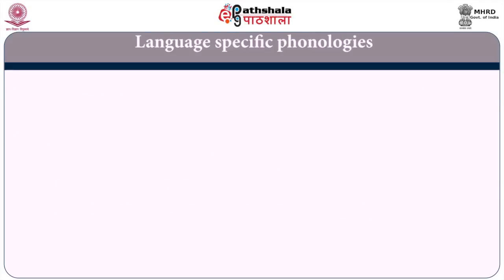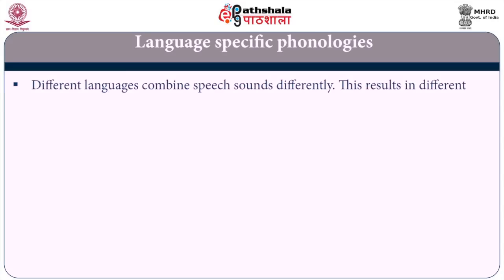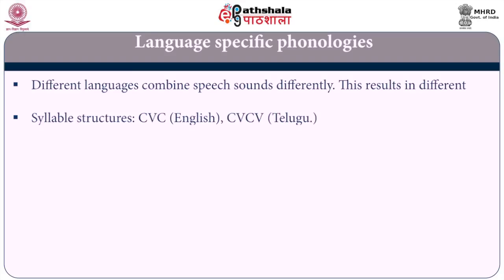So in other words, language specific phonologies. When we move away from sound description to combination of sounds and their function in language, we are moving from phonetics to phonology. So different languages combine their speech sounds differently. In English, most words are consonant, vowel, consonant. You have cat, mat, bat, whatever, right? Most words are CVC. If you take Telugu, it will be CV, CV. Gadi, Nadi, Chali, Gali, CV, CV are more common. So that fact is again language specific.